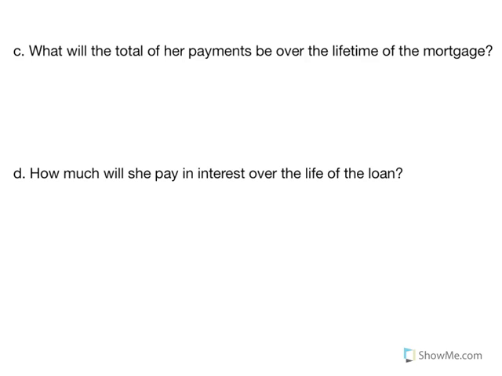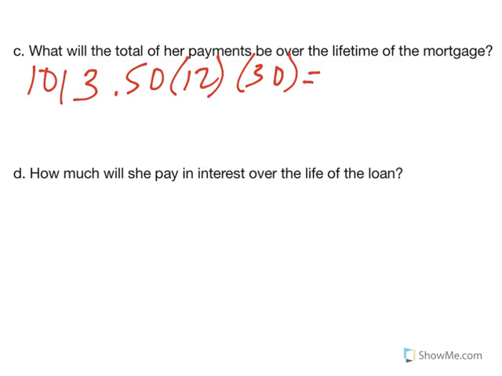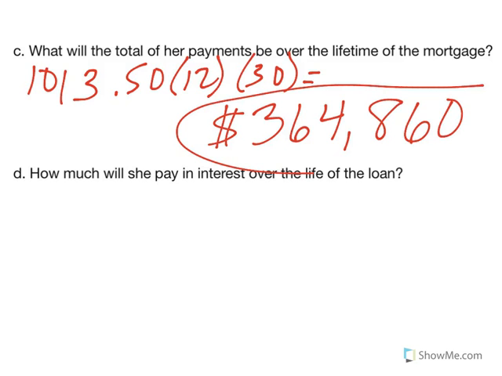Now, what about over the lifetime of her loan? Well, if she's paying $1,013.50, 12 months a year for 30 years, that means she will pay a total of $364,860 on this mortgage. That's a lot of money. So when you think about that, okay, that's a lot. Well, what is she paying in interest?